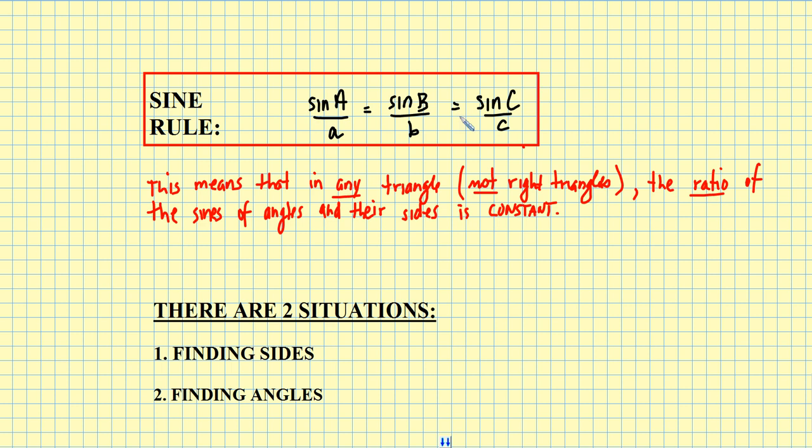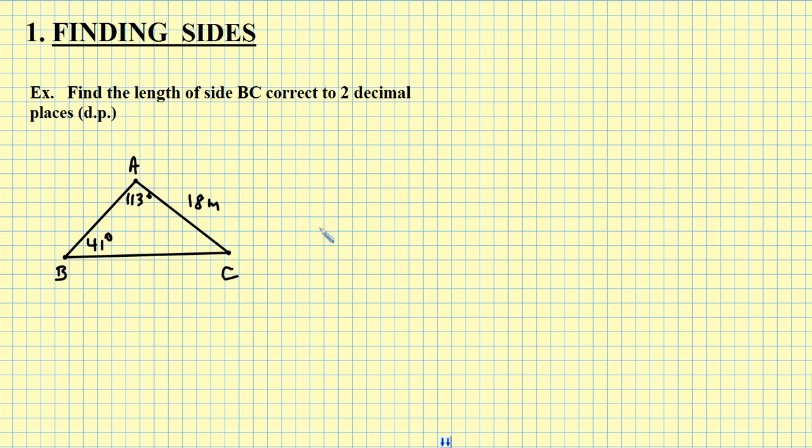Now, there are two situations in which we use the sine rule. We can either find the lengths of sides, or we can find angles. So we're going to find the lengths of sides first, because finding the length of a side is far easier than finding the measure of an angle. Finding the measure of the angle leads us to what we call an ambiguous case, and we'll be talking about that in a little bit.